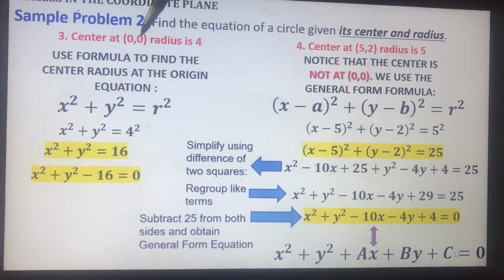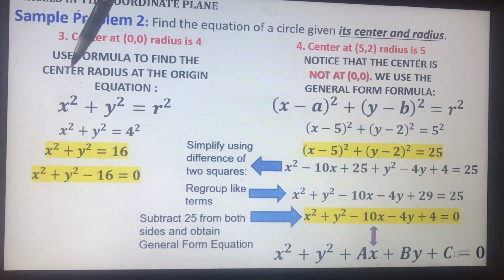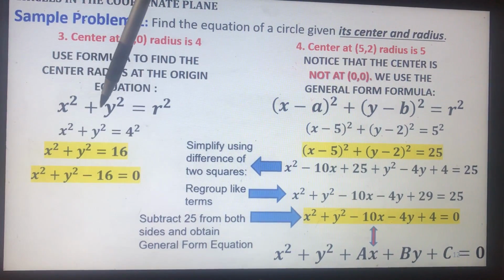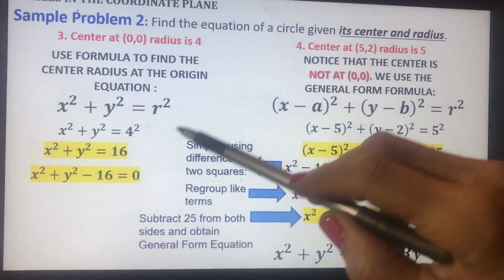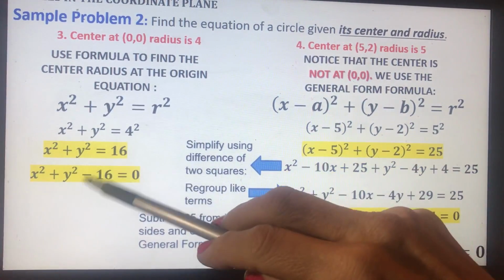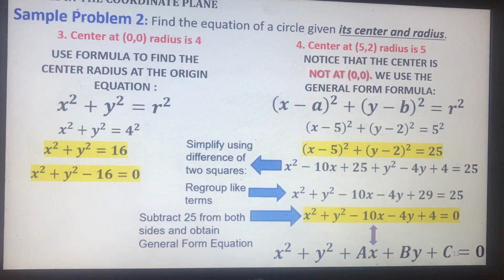As we did in our first problem, (x - a)² + (y - b)² = r². Given that a and b are 0, 0, this is reduced to what? x² + y² equals what? r². The radius is given, it's 4. So we simply plug it in here. So x² + y² = 16.